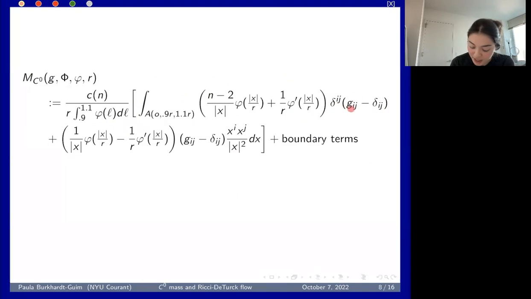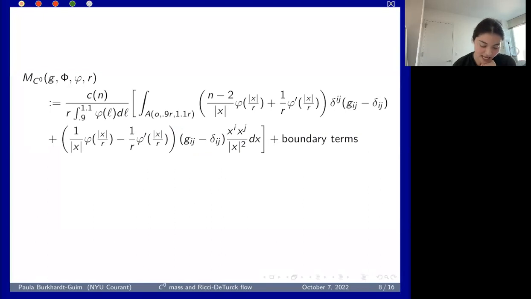Then here I have this trace term. This is the metric in coordinates. And here I have this sort of radial term. Since I integrated by parts, I get some boundary terms. For me, the boundary terms are always going to be small, if not zero, and so I'm not going to write them. This is a rather complicated expression, but the point is that it only involves C0 data of the metric. There are no derivatives here.